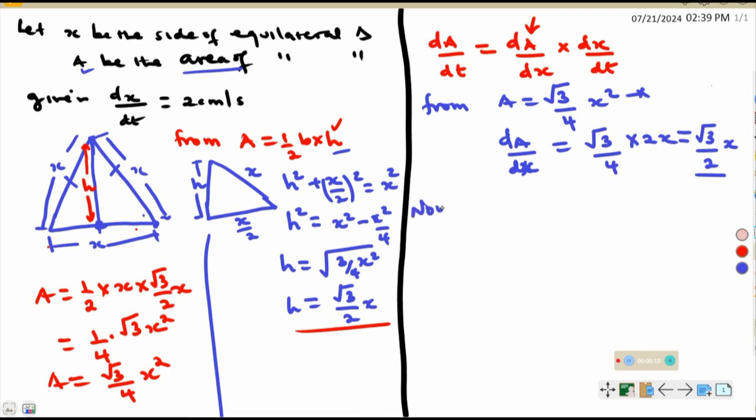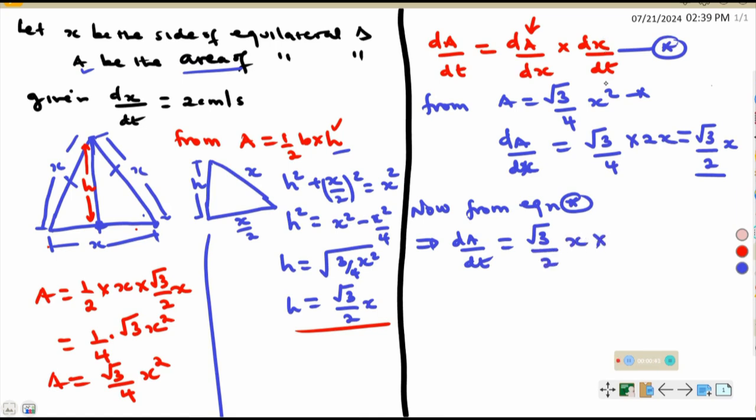Now, let us call this one equation star. So from equation star, we shall have dA/dt, which is the same as dA/dx, that is root 3 divided by 2 of x, times dx/dt, which is given as 2 centimeters per second. So this is 2. We realize that the 2 will cancel out, we remain with root 3 of x. That is dA/dt, which will be in centimeters squared per second.